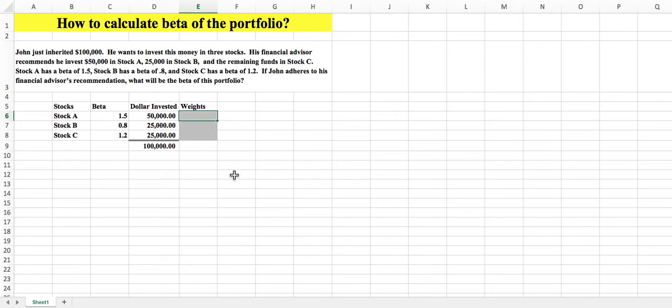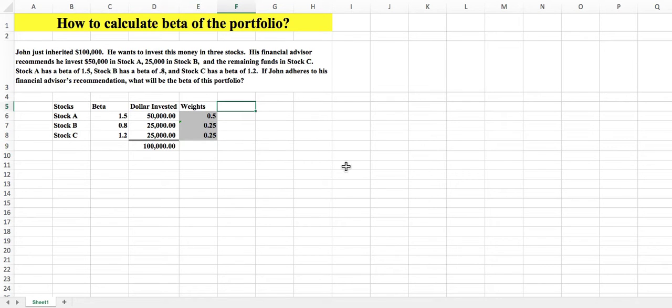Next thing we need to do is calculate the weights. To calculate the weight, we are going to divide the dollar amount invested by the total amount of our investments, which is how much he inherited. So the weight for stock A is 50%. Next, we're going to go to the bottom right and make sure the cursor turns into a little plus, and we're going to drop it down. That didn't work out, so we'll just go ahead and divide 25,000 by the 100,000. That gives us a weight of 0.25. And we do this for the last stock as well. We take the amount invested in this stock and divide it by the total amount, and that gives us another 0.25. So now we have our weights.